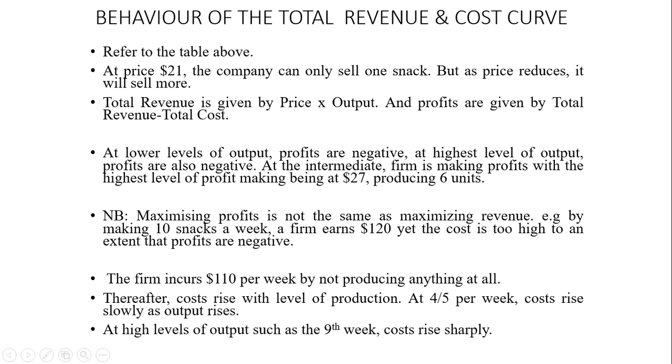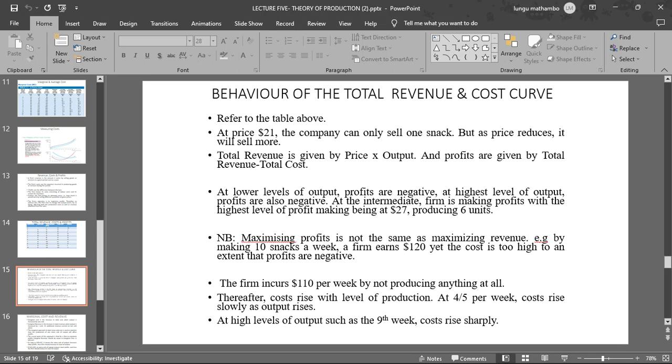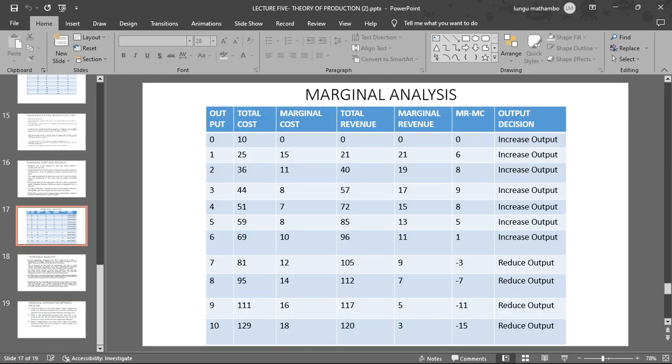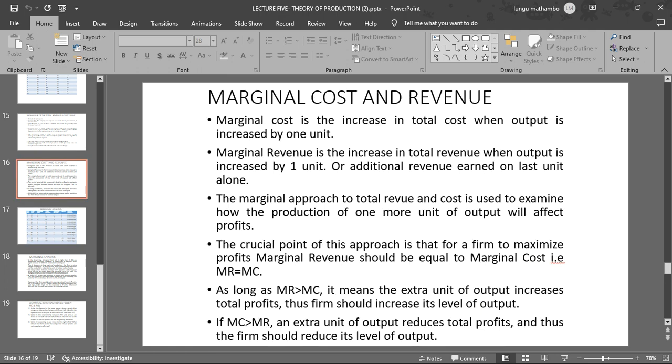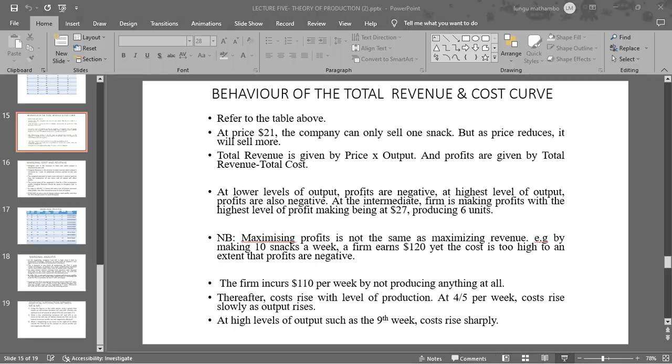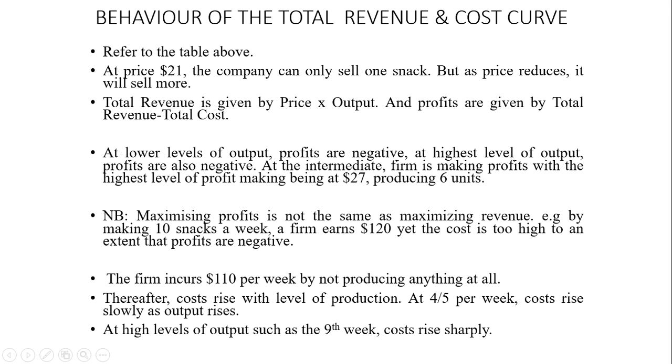Okay, so now, what's the behavior of total revenue and total cost? Let me just look at the number of slides that are remaining. We are done. We're almost done. We can finish this. So let's look at the behavior. If we are going to finish this today, I want to rush for us to start looking at the next topic.